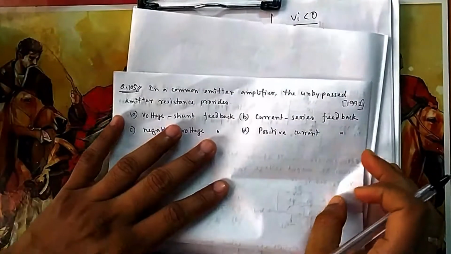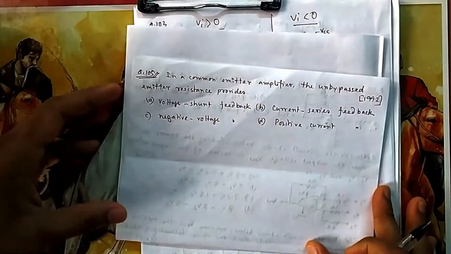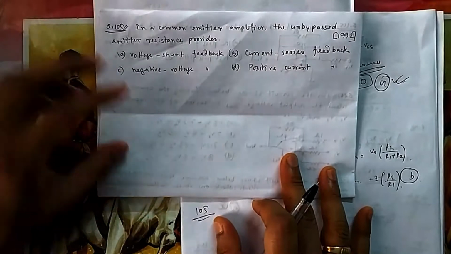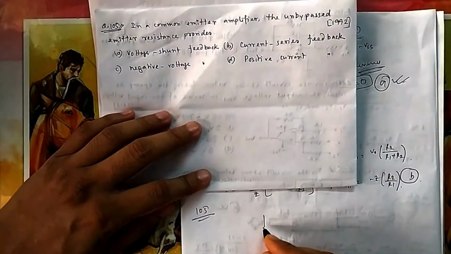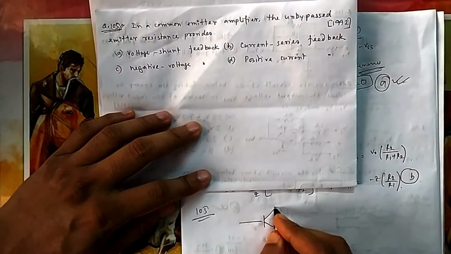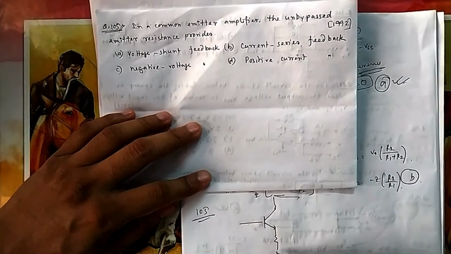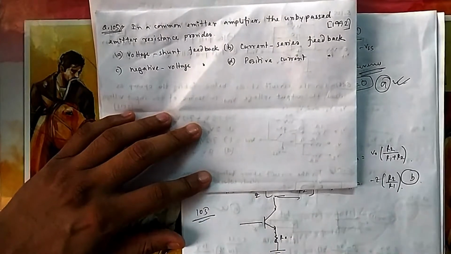In a common emitter amplifier, the unbypassed emitter resistance provides... Now this is going to the amplifier zone. It is a common emitter amplifier. If you are not biasing the emitter, this is your circuit, something of this fashion. This emitter is not biased, so a resistance RE is there. So if you draw it, how does the h-parameter model look?